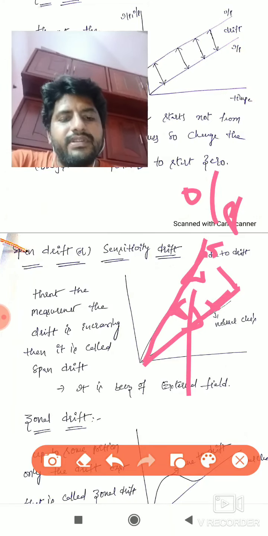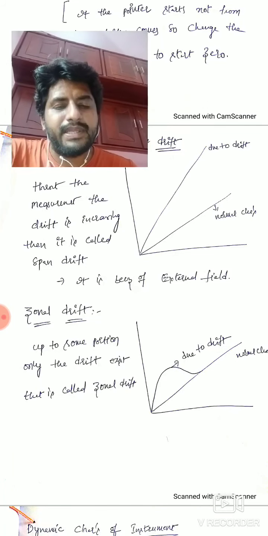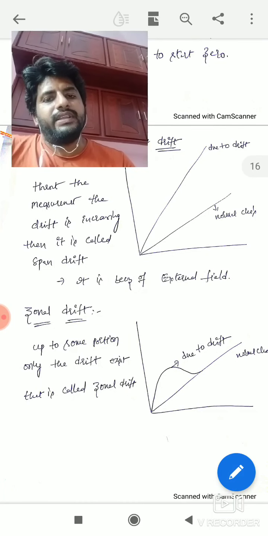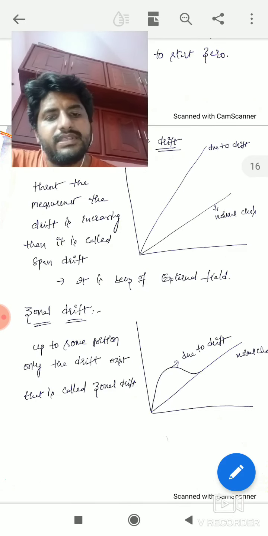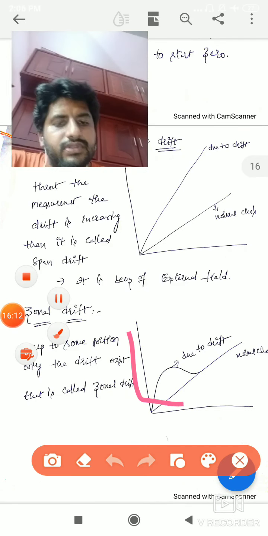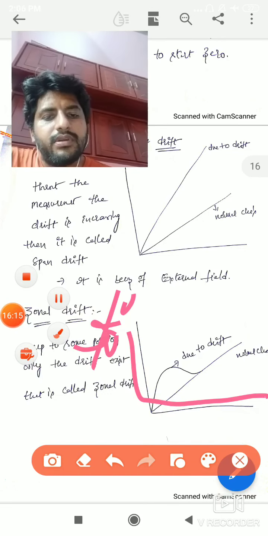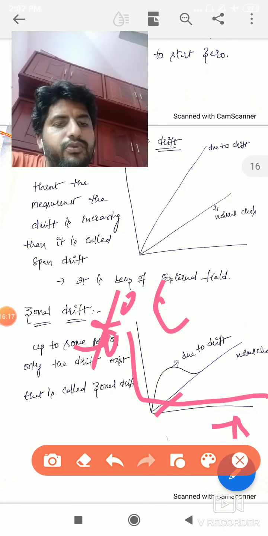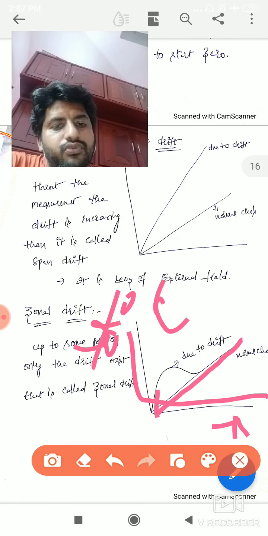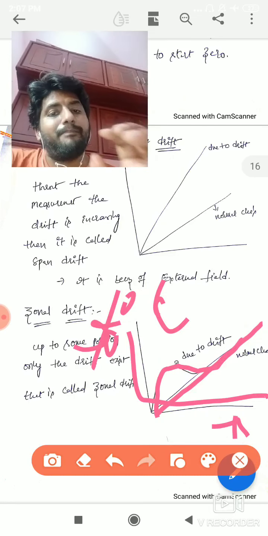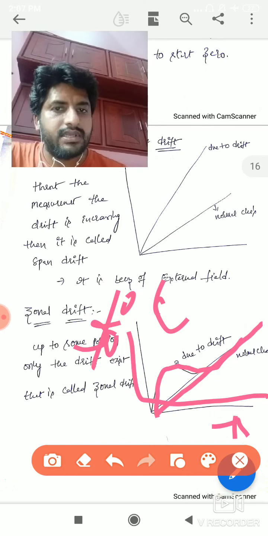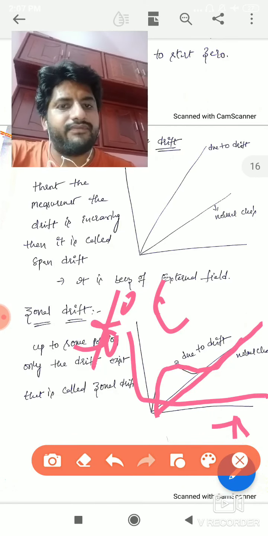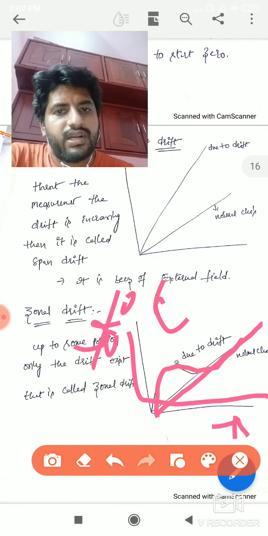Alright. After that, zonal drift. Zonal drift means up to some portion only my drift starts increasing. After that, normal value. See the figure. So this is input, output, this is a time. So up to here, this is a normal characteristics. Up to some portion I have a drift. After that, normal. So that is called particular zone value. But up to particular zone, there is a drift. After that, there is no drift, normal characteristics. So that is called a zonal drift.